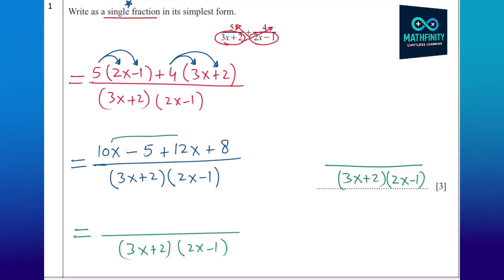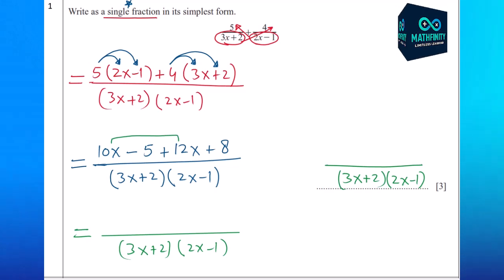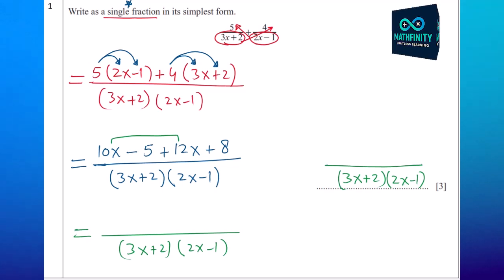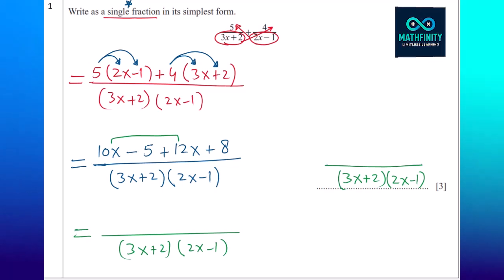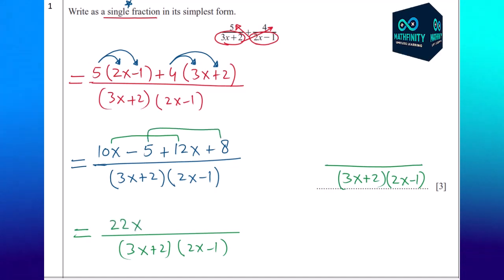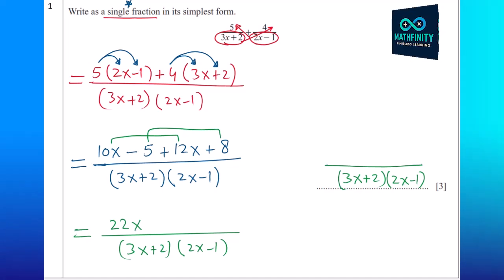So 10x plus 12x. These two are like terms because they have the same variable. If the terms have the same variable, we call them like terms. So 10x plus 12x is 22x. And similarly, negative 5 and 8 are simple numbers, so they are also called like terms. Negative 5 plus 8 is 3. This is the final answer, and you have to write it in the answer space.